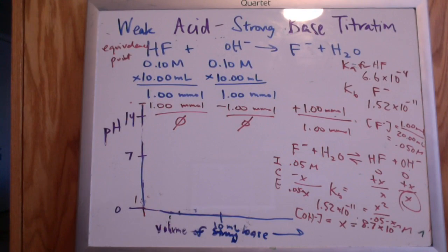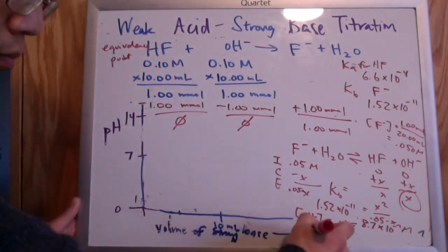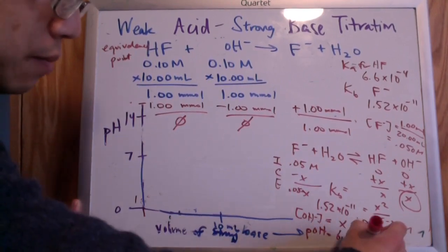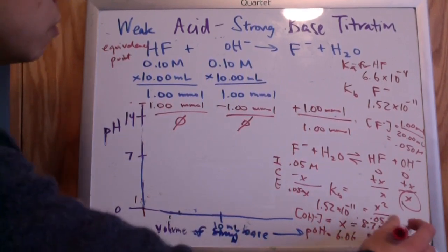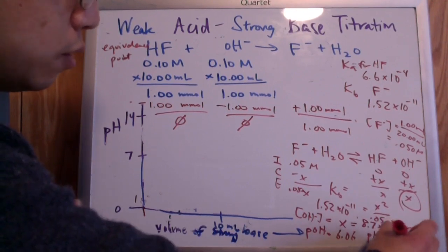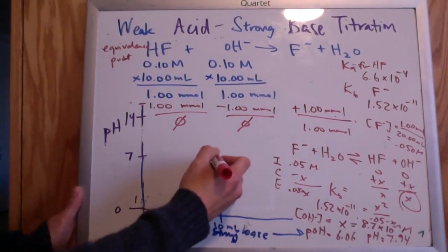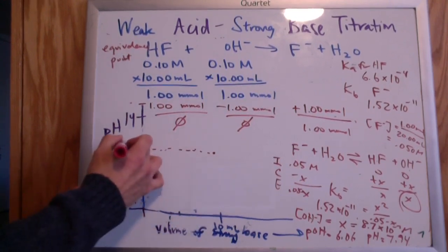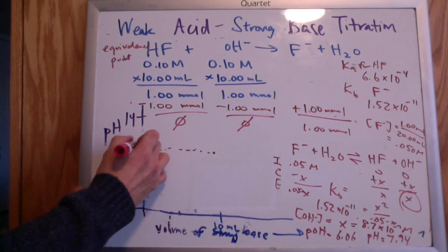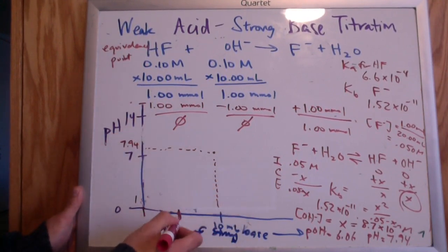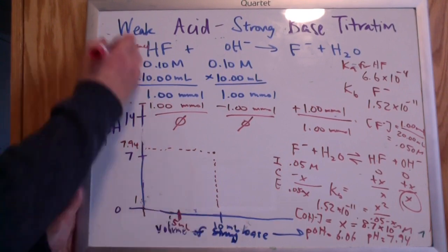If we take the negative log of that, we get the pOH. So pOH equals 6.06, which means our pH should equal 7.94. So at the equivalence point, this would be 7.94 at 10 milliliters.